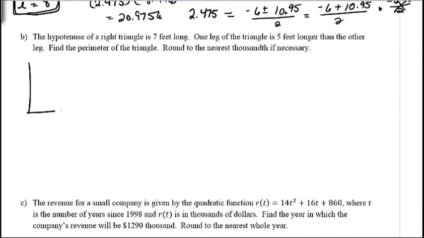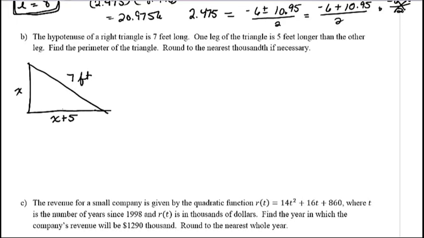So we have a right triangle, and the hypotenuse of the right triangle is 7 feet. And one leg is 5 feet longer than the other leg. So one of these is going to be x, and the other one is going to be x plus 5 because it's 5 feet longer than the other leg.